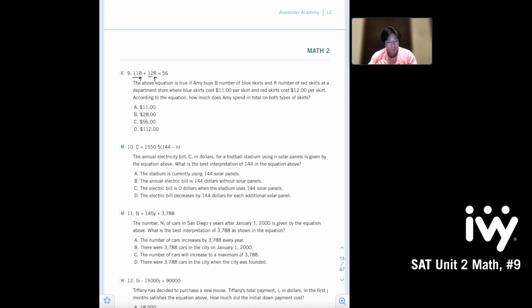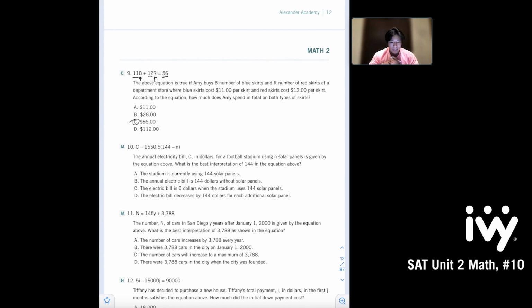So clearly, if we're multiplying 11 for every blue skirt and 12 for every red skirt here, we see that what this equation really shows us is how much we're really spending. So however many blue skirts she buys, however many red skirts she buys, ends up totaling $56. So 56 is our answer here.